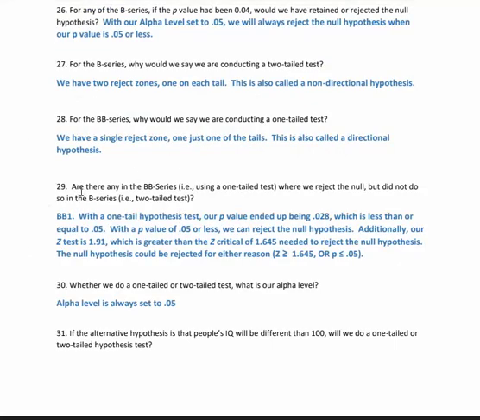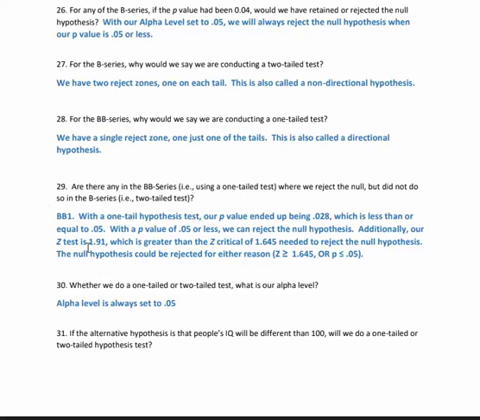Number 29. Are there any in the BB series using a one-tail test where we reject the null but did not do so in the B series? That is when it was two-tail. So we have here, it's going to be the case for BB1. With the one-tail hypothesis test, our p-value ended up being 0.028, which is less than or equal to 0.05. With a p-value of 0.05 or less, we can reject the null.